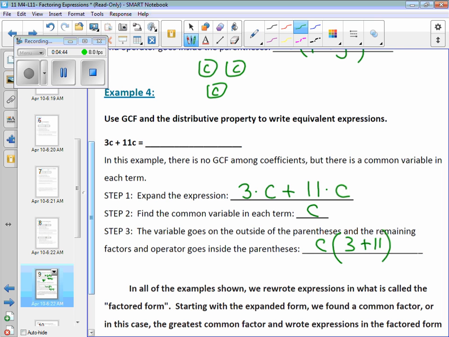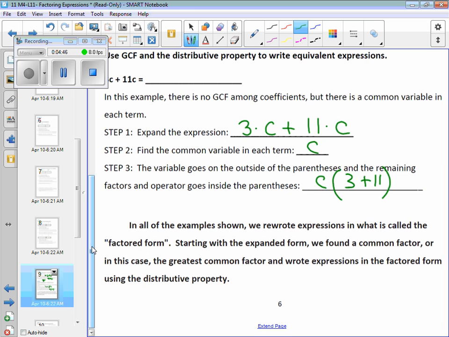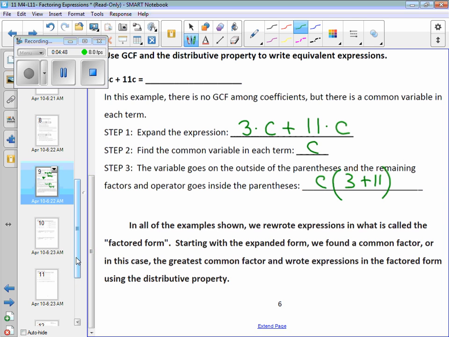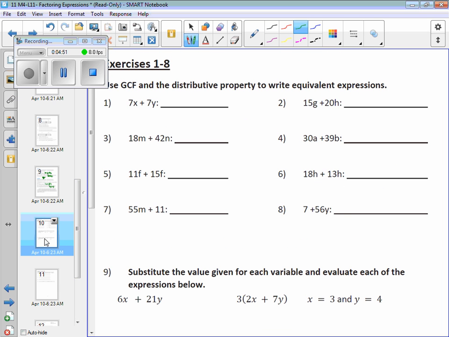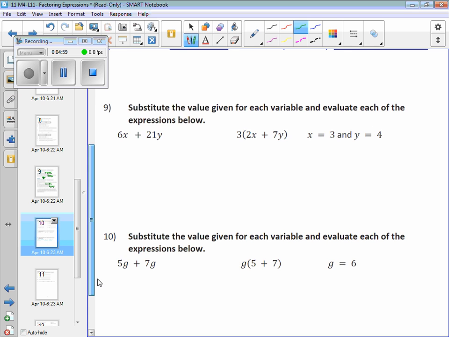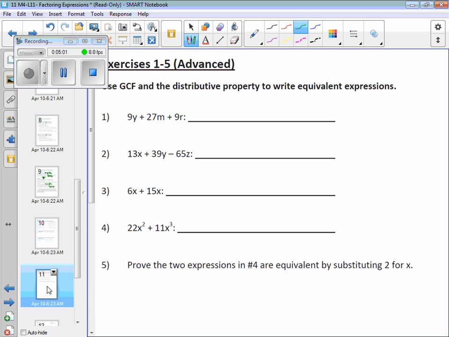All right, now here's what you're going to do. I'm going to let you work in groups, but I want to be real specific what to do and what not to do. You're going to do 1 through 8 in your groups. You definitely can do 9 and 10. And then I want to have everybody try the advanced set.